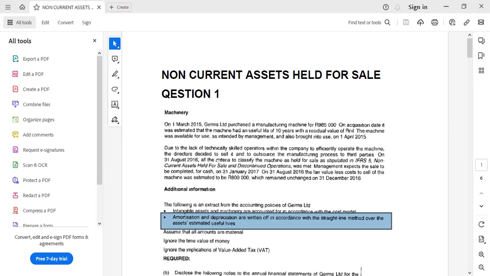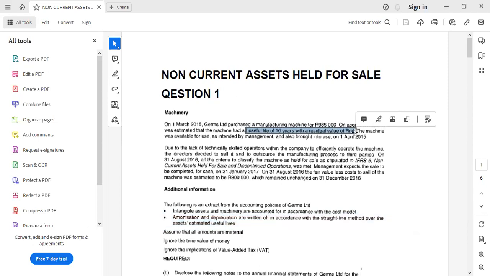Now, if we check here, the asset had a useful life of 10 years and a residual value of nil. The machine was available for use on 1 April 2015, and we want to calculate depreciation up to 31 December 2015. So April to December, that's 9 months.